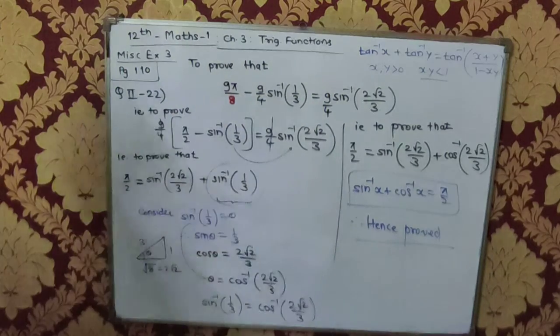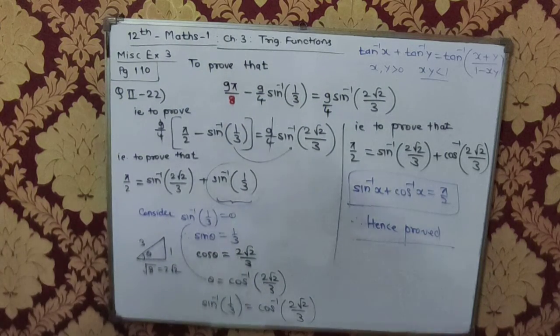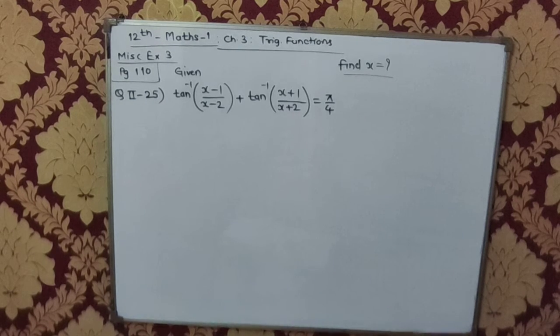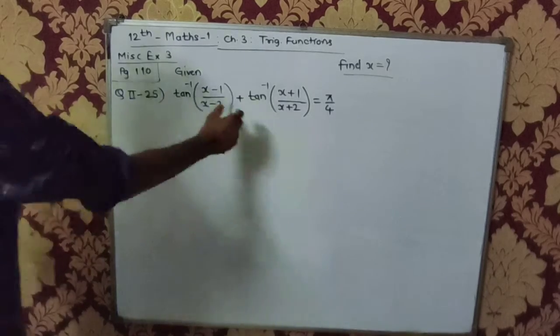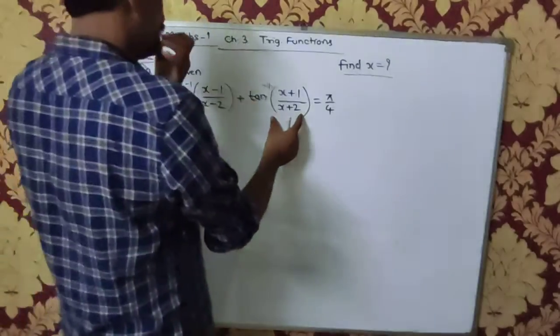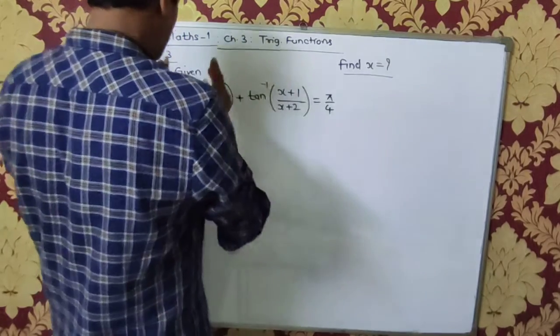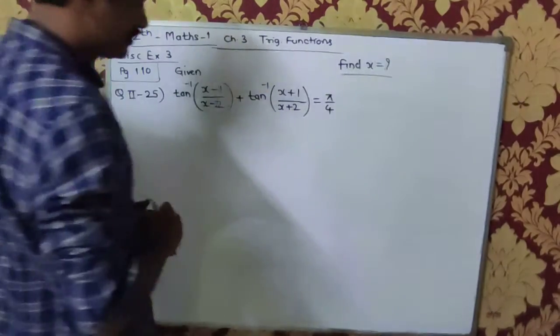Little different approach. थोड़ा सा अलग तरीके से इसको अप्रोच करना है. Please have a look at this. Check if any doubts are there. Well, question number 25. Please have a look at this. Tan inverse of this plus tan inverse of this is equal to pi by 4. This is given to us and we have to find out x.